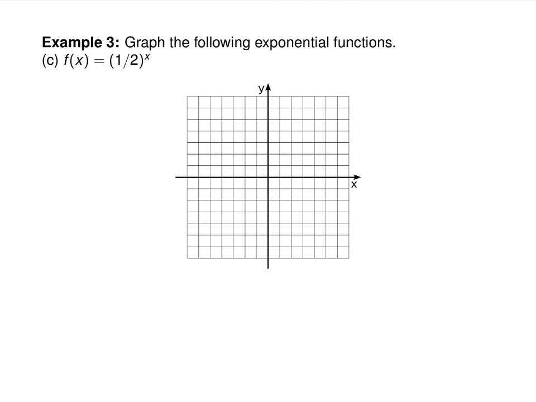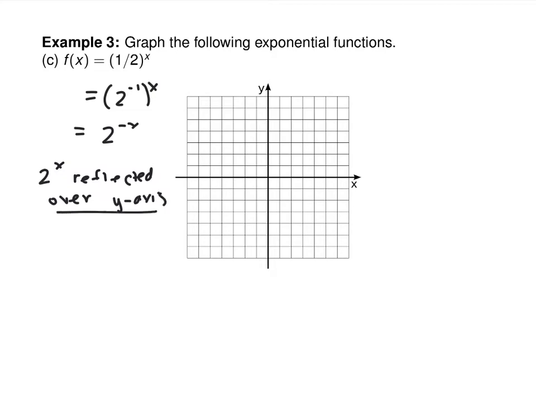Now this one I think instead of plugging in numbers, I'm going to show you a little trick, okay? 1/2 is the same thing as 2 to the negative 1st. Do you believe that? Yes? Okay, what happens to those exponents? They multiply. So that becomes 2 to the negative x. So this is 2 to the x reflected over which axis? It's inside the function, right? Over the y-axis. Does that make sense? Okay.